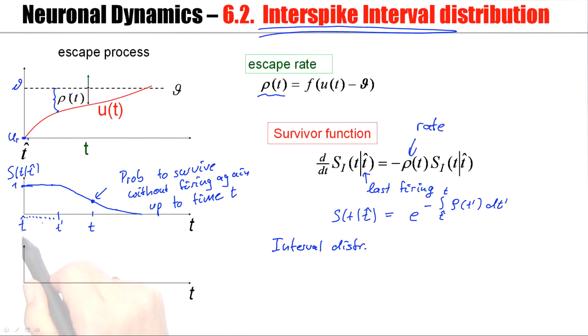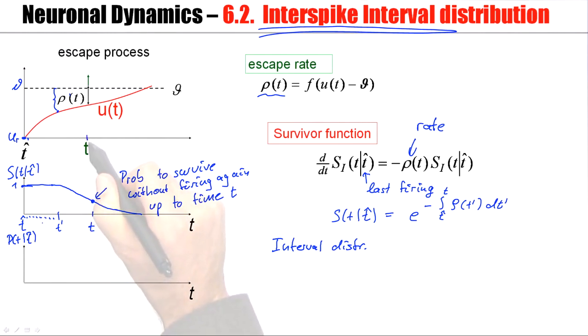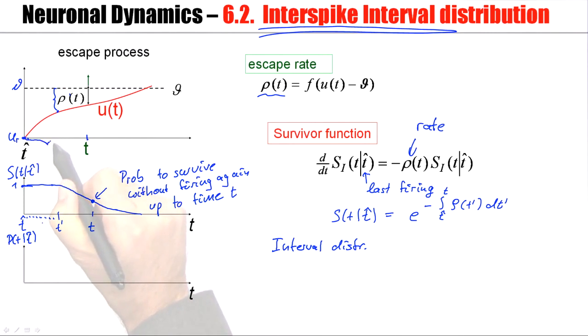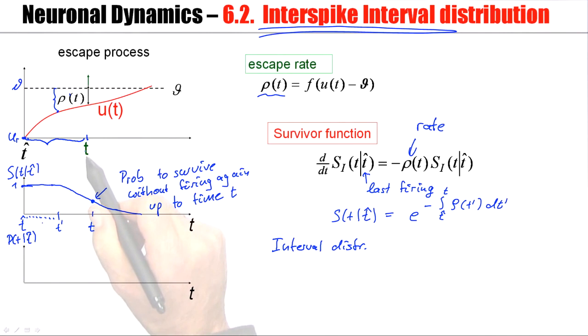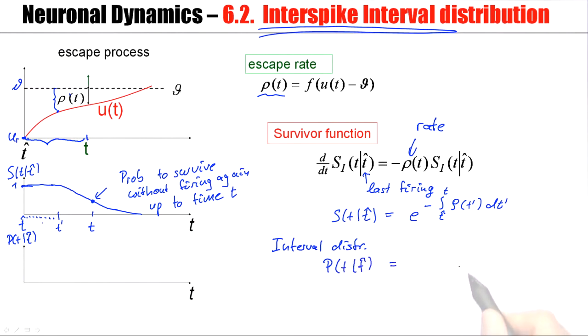Well, what's the probability that a neuron that has fired its last spike t hat will fire again at time t? P of t given t hat gives this as a probability density. Now for the neuron to fire its next spike at time t, it has first to survive from t hat to t without firing. So this interval distribution, P of t, t hat, will have two factors.